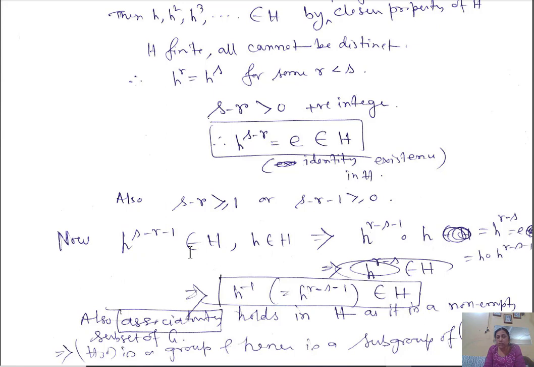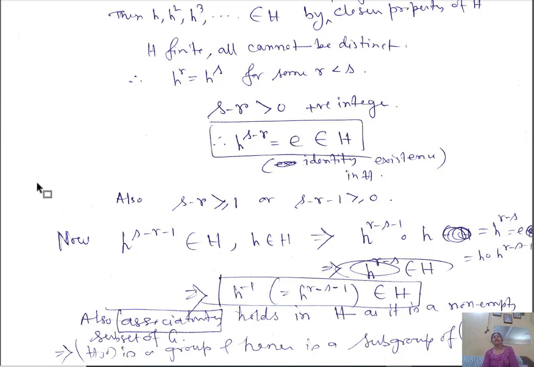If you take the composition of this with this, you get h to the power s minus r, right? So you write it properly. This is s minus r, and that is actually my e. So this is equal to h composition h to the power s minus r minus 1. You correct this value, this value is wrongly written. This should be s minus r minus 1.